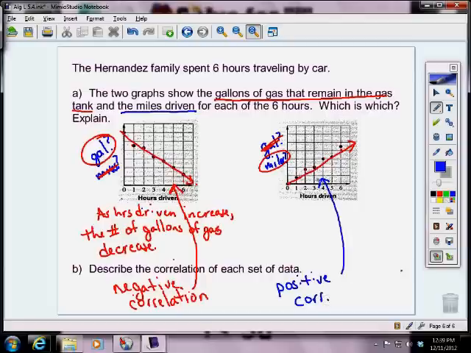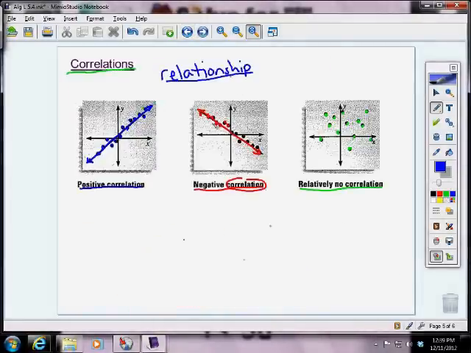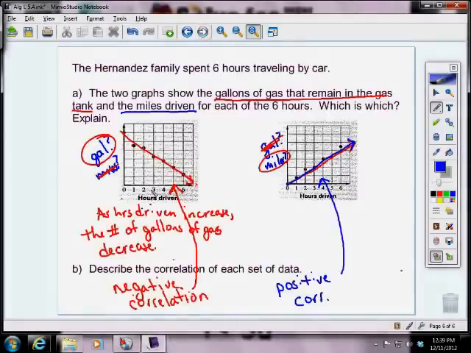And the reason for that is, again, there definitely is a correlation because they're kind of bunched together. And since from left to right it's going up, it would be considered positive. So again, correlations, you guys, just describe the relationship between two data sets. In this case, hours driven and gallons of gas remaining in the tank, and hours driven and the number of miles traveled.